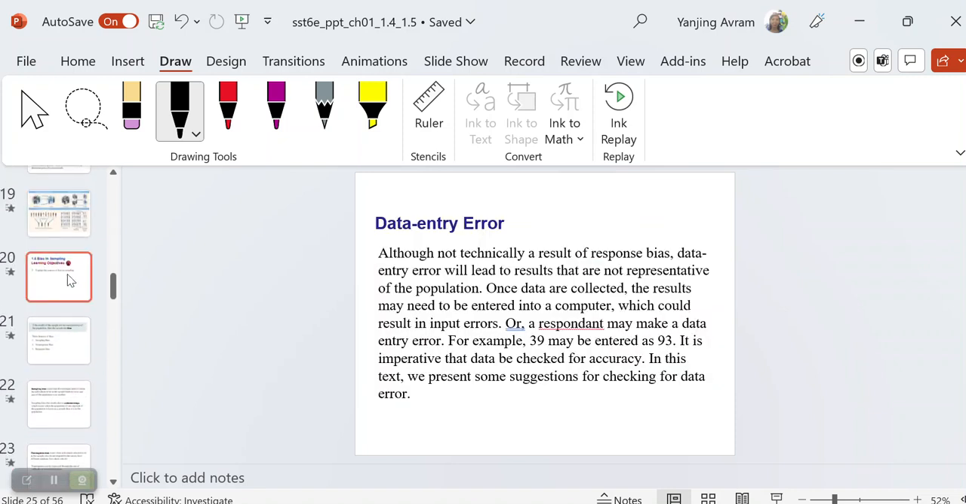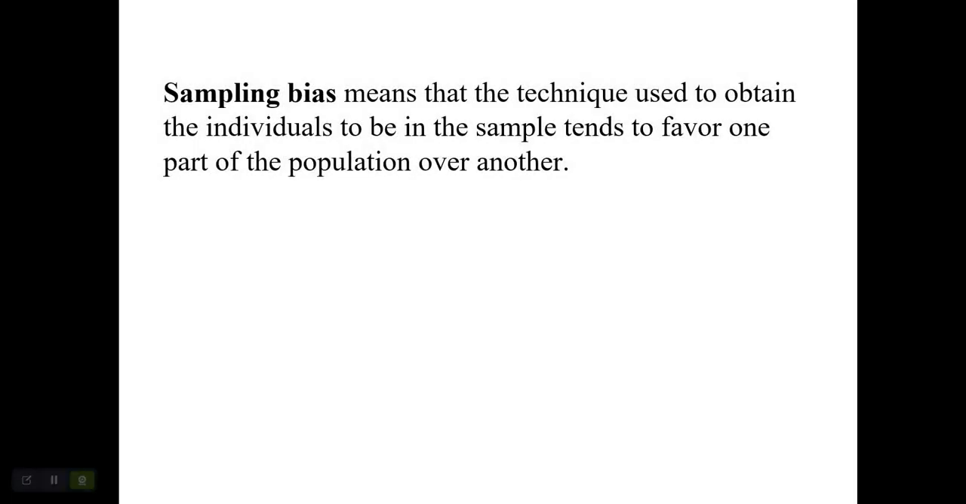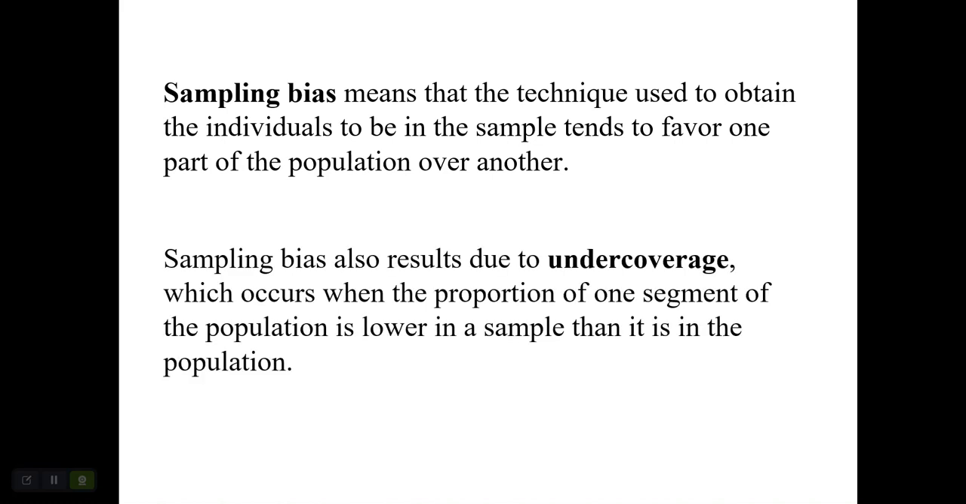There's also a little bit of sampling bias. So what does sampling bias mean in here? Sampling bias means the technique used to obtain an individual to be in a sample tends to favor one group over the other. So like I say, some people just want to choose the people they favor, whatever group of people they favor to be included in a study. So that's sampling bias to begin with.